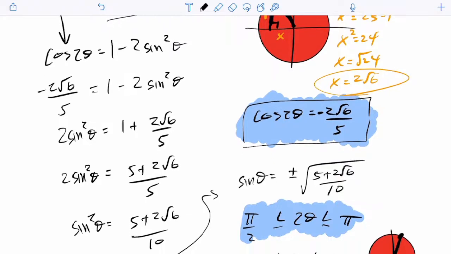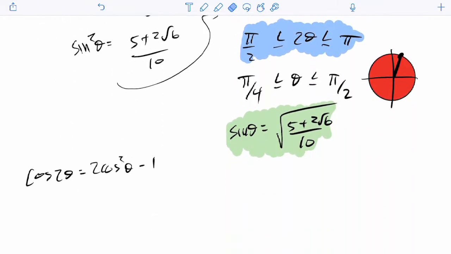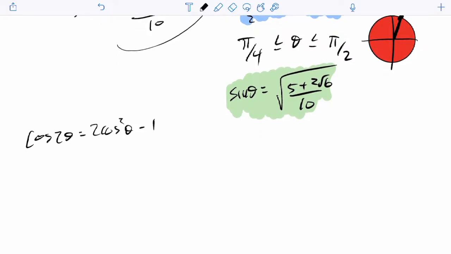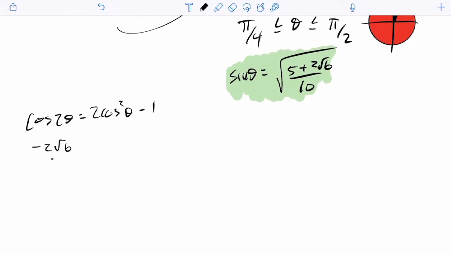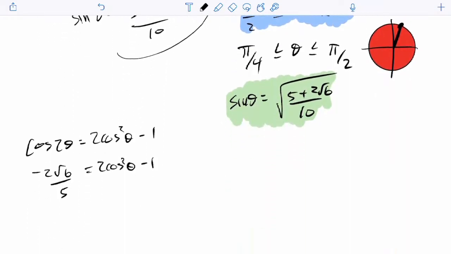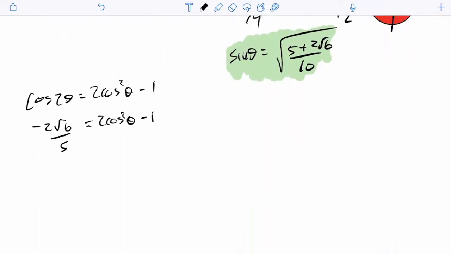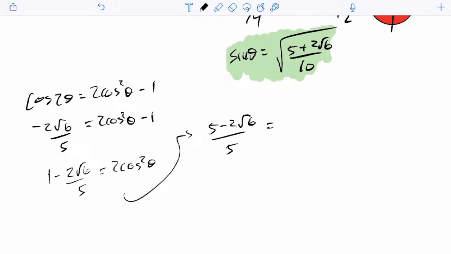I know the cos of 2 theta, it's the same numbers though. So it's going to be negative 2 root 6 over 5 equals 2 cos squared theta minus 1. Let me just check that number. Yep. And then I'll be solving for the cos of theta here. So this would be 1 minus 2 root 6 over 5 equals 2 cos squared theta. 5 minus 2 root 6 over 5.